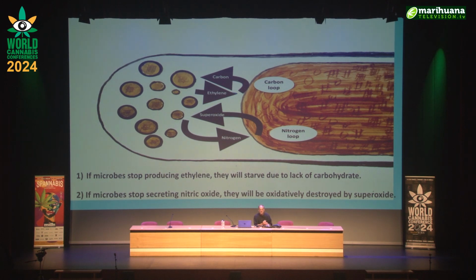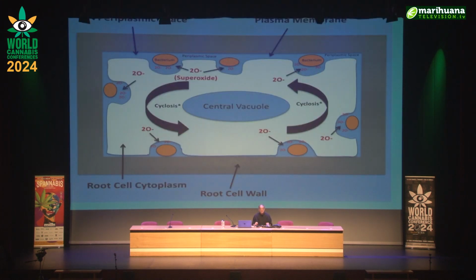If it doesn't give the ethylene to the bacteria, the bacteria doesn't give ethylene to the plant, it doesn't get the carbon, and of course you've got this nitrogen loop. If it stops the nitrogen loop, it gets killed by the ROS. So it's trapped inside that endoplasmic space. And it's in that space, that little blue area there, and it's circulating around.